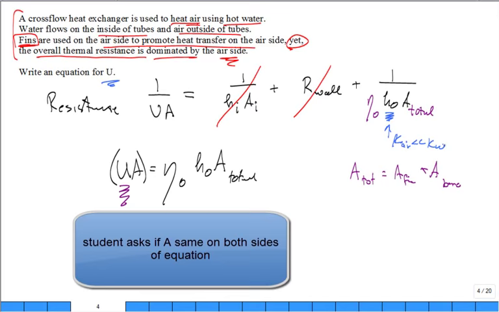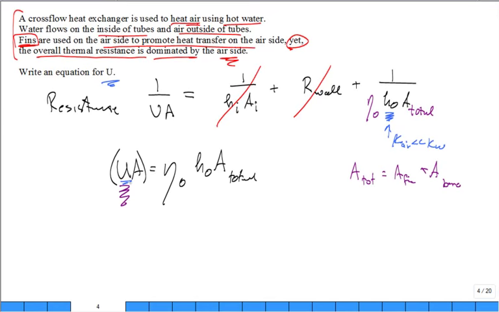Yes? Is the area on the left-hand side the same as the area total? This U has to be defined in terms of an A. So you can define the U in terms of the total area, and it would be the same. Then you could cancel it on both sides. But some people may define U with a different area. The main part is not so much the areas. It's whatever is the matching area, because U is defined as watts per meter squared degree C. What meter squared? That's the matching area.